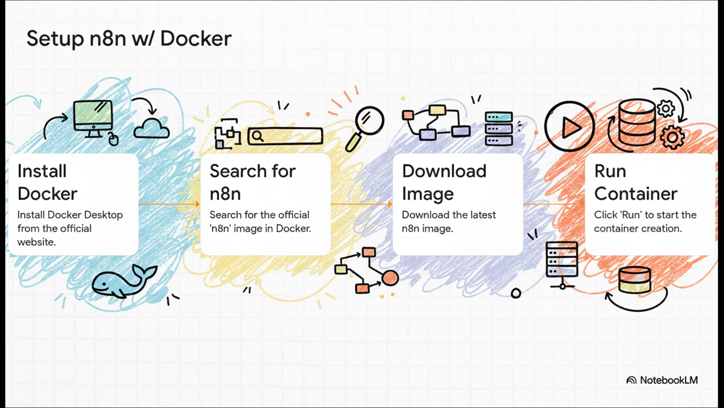First things first, we need to get n8n running inside of Docker. So you're going to head to the official Docker website and install Docker Desktop. Once that's up and running, open it up, search for the official n8n image, and download the latest version. As soon as that's done, you'll just click Run, and that'll start the process of creating your container.